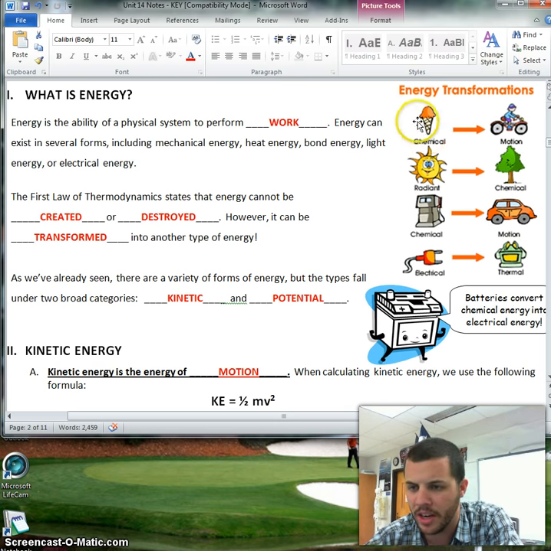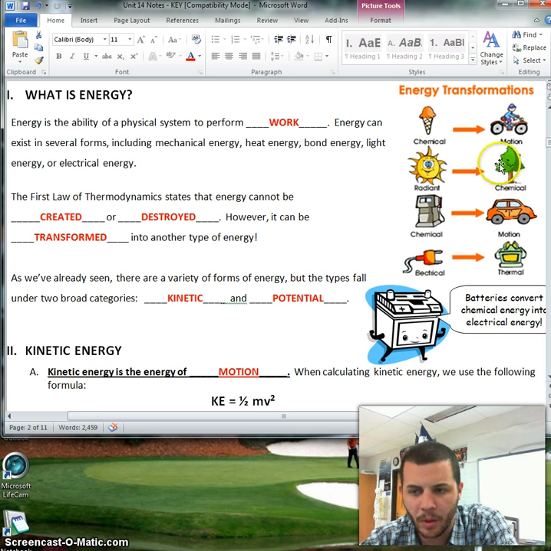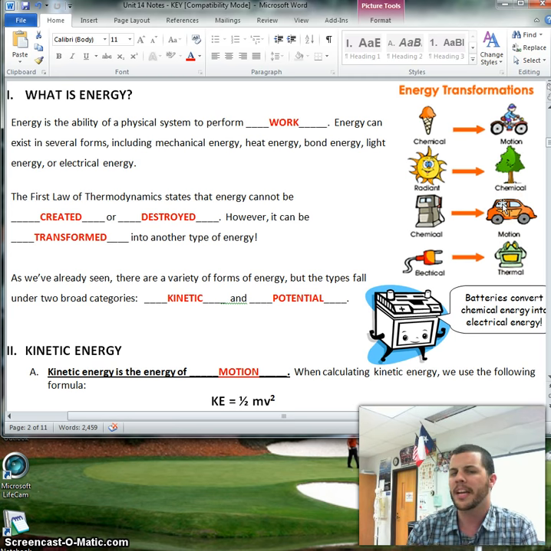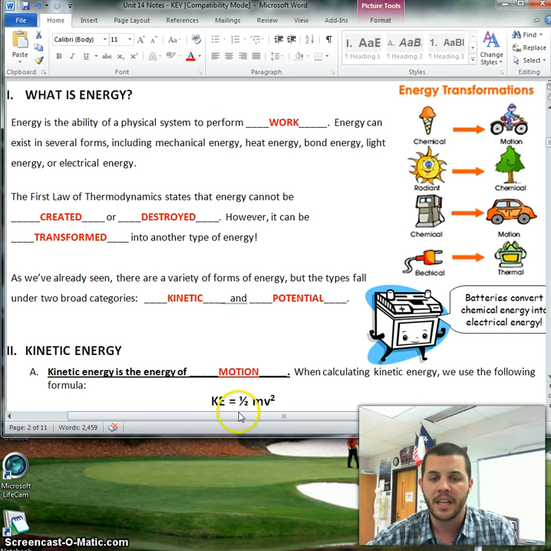So let's take a look over here for a moment. I can take chemical energy in the form of food and I can change that into motion. I can take radiant energy and I can change that to chemical energy. I can change electrical energy into thermal energy. So I can transfer energy. I just can't create it, nor can I destroy it.